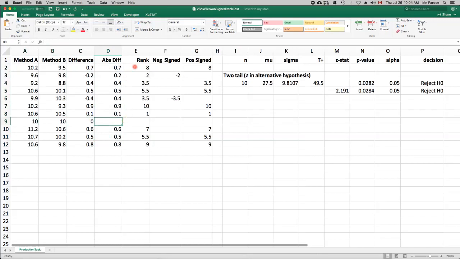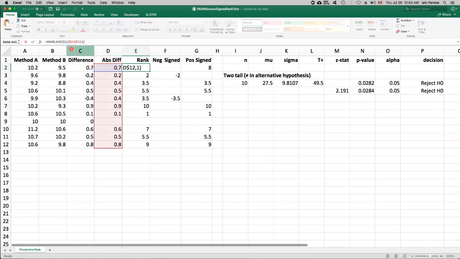Next step is to look at the ranks. If we look at these absolute differences, the smallest absolute difference is this one, so that has a rank of 1. The next smallest is this one, it has a rank of 2. Next we have 0.4 and 0.4. These are given a rank of the average of 3 and 4, so 3.5, and so on, all the way to a rank of 10 for this one, which was the biggest difference. The function that we're using here is rank.avg, so that Excel can calculate that automatically for us.